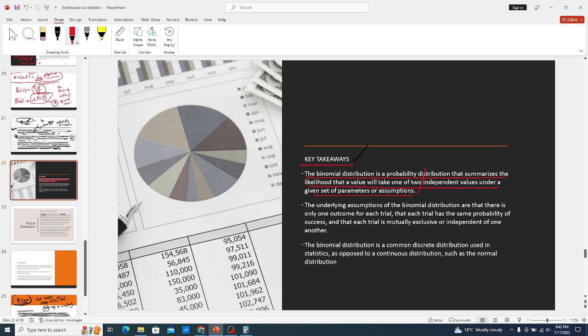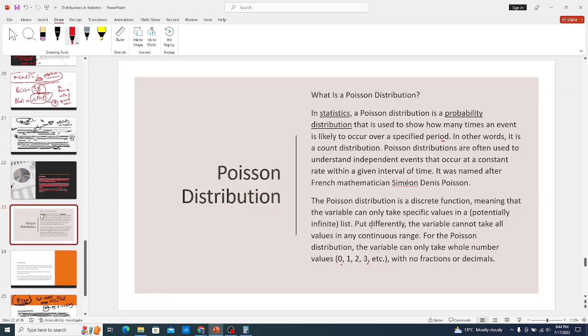We've already discussed that. The underlying assumptions of the binomial distribution are that there is only one possible outcome for each trial, that each trial has the same probability of success, and that each trial is mutually exclusive, or independent of one another. The binomial distribution is a common discrete distribution used in statistics, as opposed to a continuous distribution such as the normal distribution.